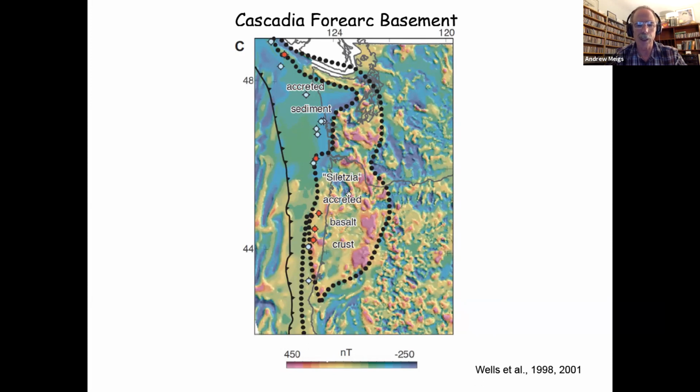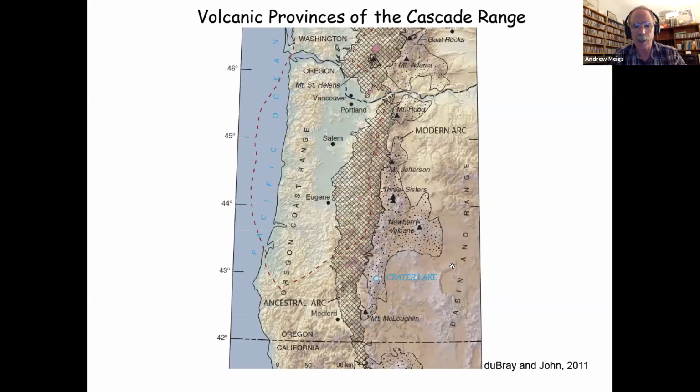This block is part of North America, and it is moving within this rotational velocity field. On top of Siletzia, and especially at the boundary between the Basin and Range province in the east and the forearc or the Siletzia terrane in the west, are a series of magmatic belts that are also familiar to us because they include the major stratovolcanoes of the Cascades, like Mount Hood, Mount Jefferson, Three Sisters, etc.